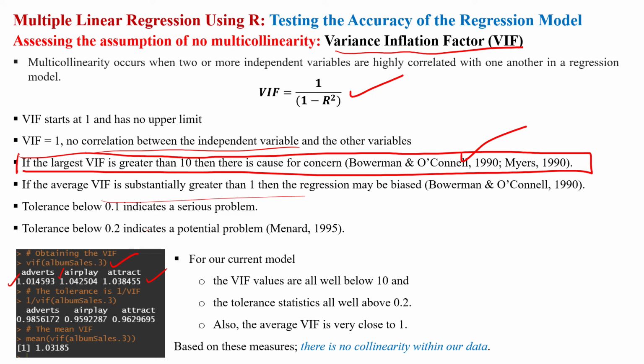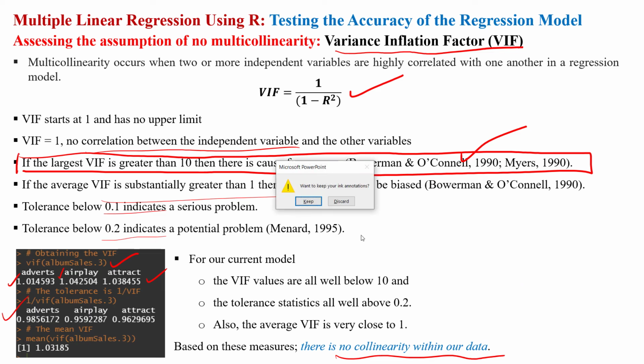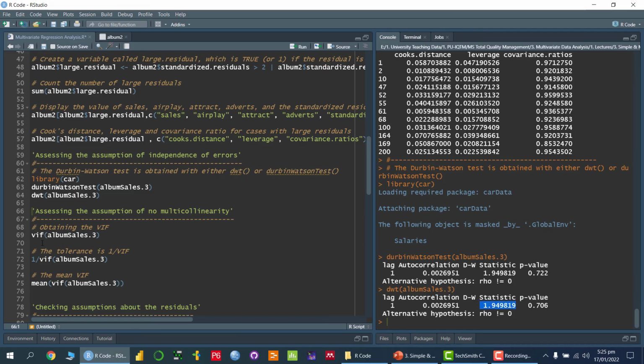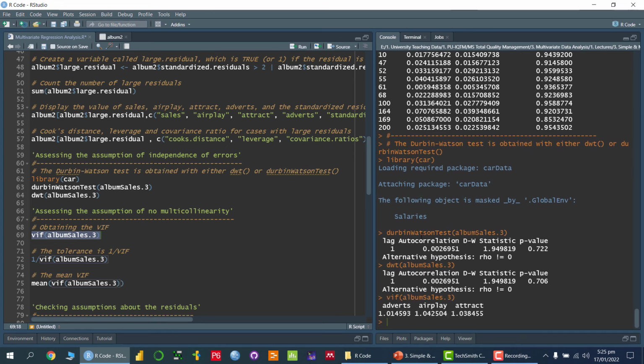Similarly, we can also find out the tolerance, which is basically 1 over VIF. If the tolerance is less than 0.2, then there is a problem. So in our data set, no multicollinearity exists, as we can see that even through R, when I run this VIF function, all the values are less than 10.